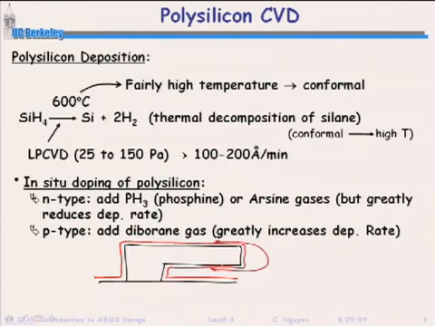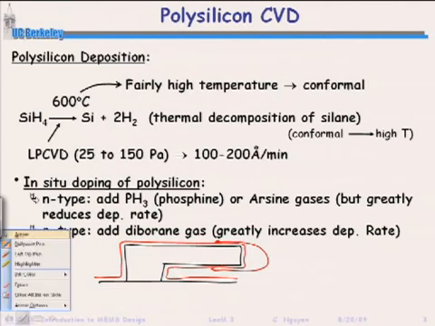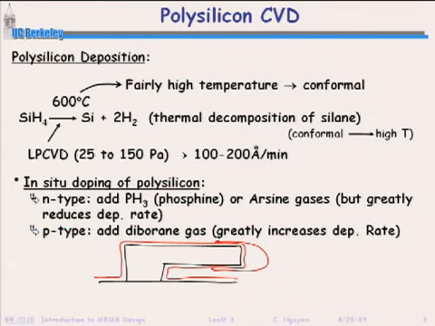You can in situ dope polysilicon, so you could do that by adding phosphine or arsine gases. The nanolab that we have can do this. The polysilicon furnaces are all equipped with the ability to flow phosphine to get phosphorus in situ doped polysilicon. It greatly reduces the dep rate, like I talked about last time.